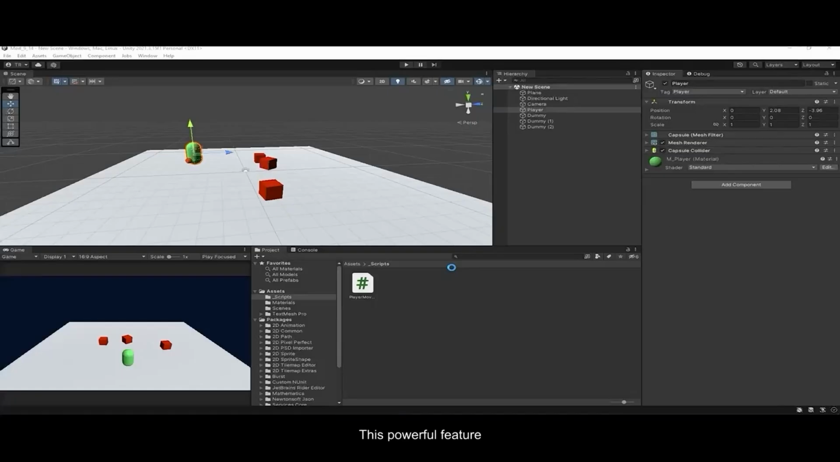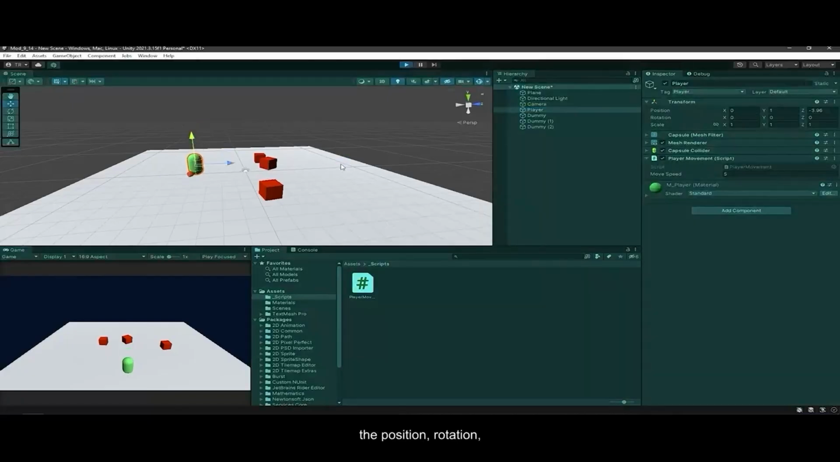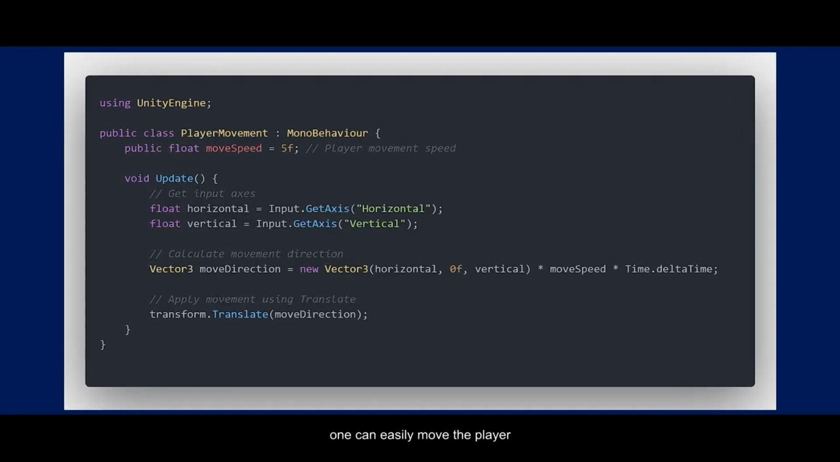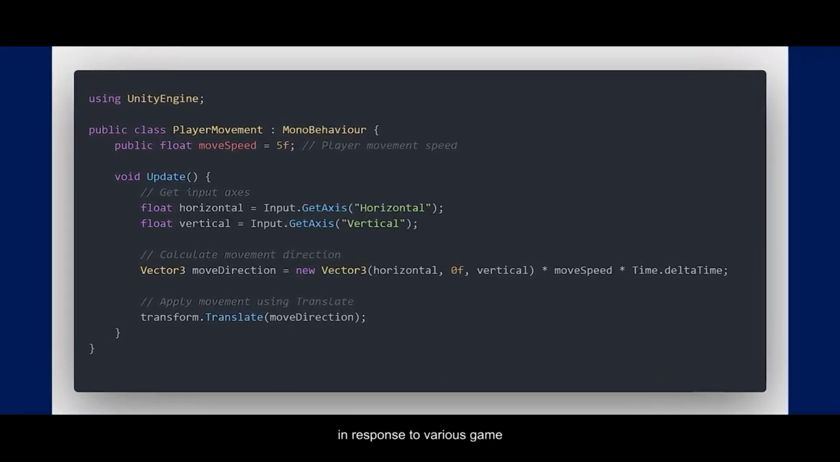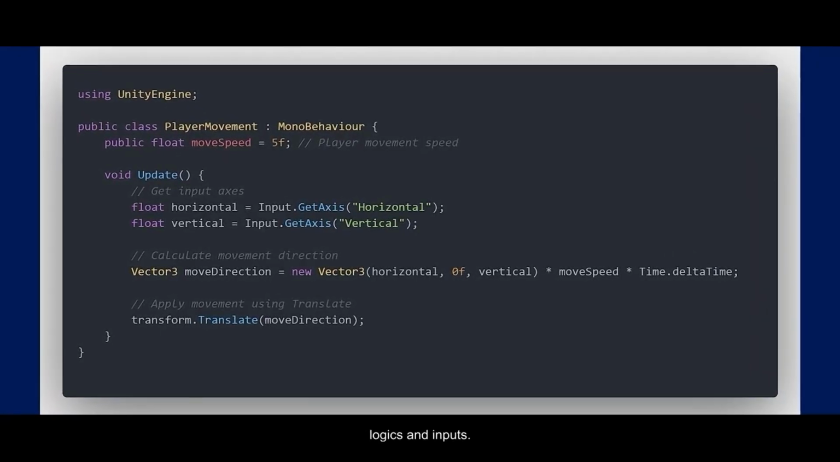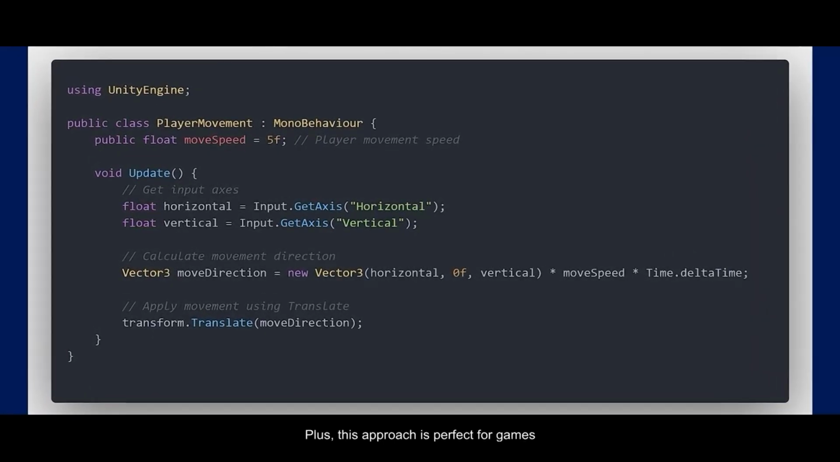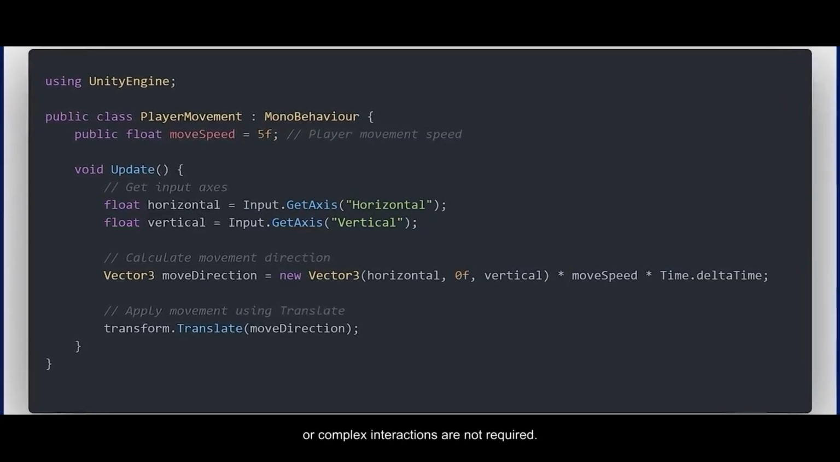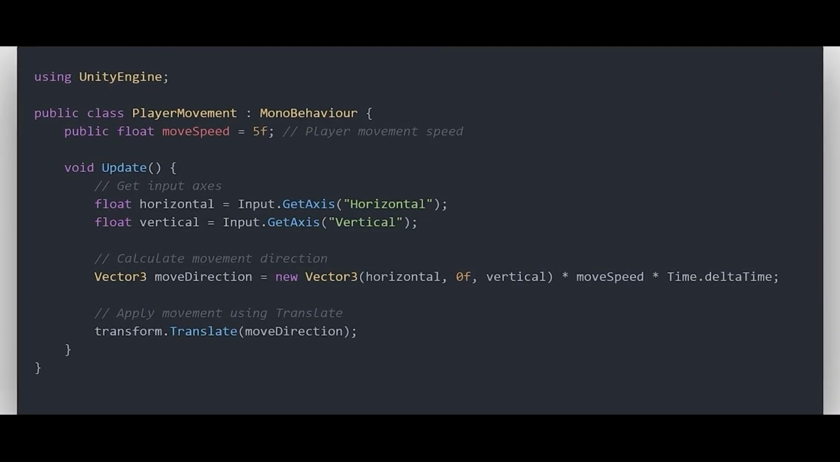This powerful feature allows the developer to effortlessly modify the position, rotation, and scale of the game objects. With the transform.translate method, one can easily move the player in response to various game logics and inputs. Plus, this approach is perfect for games where physics simulations or complex interactions are not required.